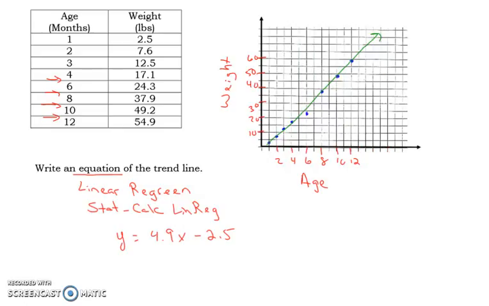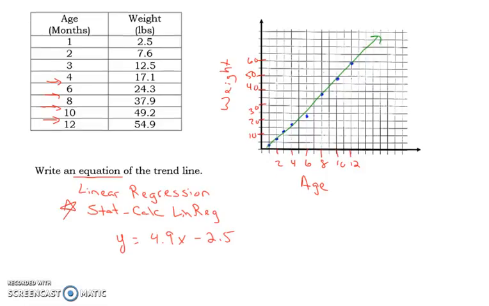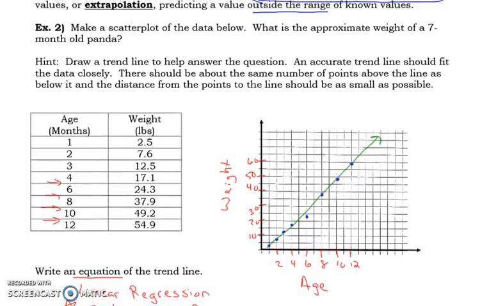Okay, so I ran my linear regression, and notice my work. I wrote Stat, Calc, Lin, Reg. That's my work for doing a linear regression. And I spelled regression wrong. I ran the linear regression, and I got the equation y equals 4.9x minus 2.5. So that's the equation of my trend line. That's the line that best fits the data.